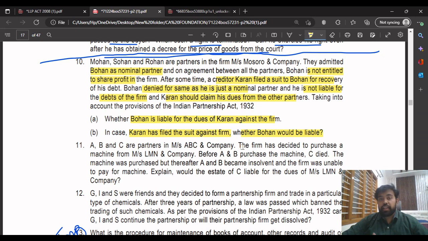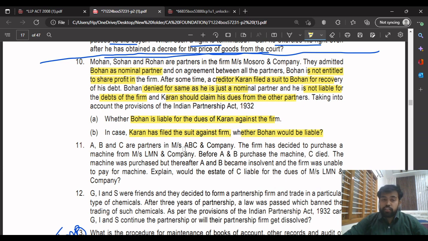You would have read that in case of the insanity of the nominal partner, the firm will not be dissolved. So these are the provisions. What I am telling you right now is the provisions. Now apply these provisions to this case. Whether Bowen is liable for the dues of the firm? Yes, because he cannot share the profits of the firm, but he is liable for the acts of the firm.